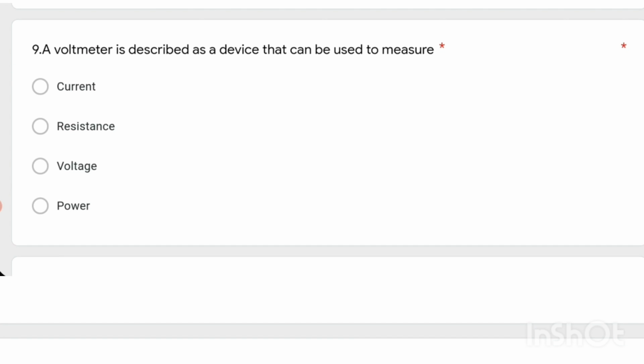Move on to next question. A voltmeter is described as a device that can be used to measure voltage.